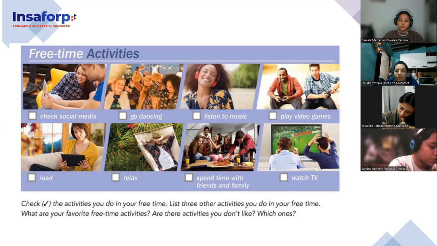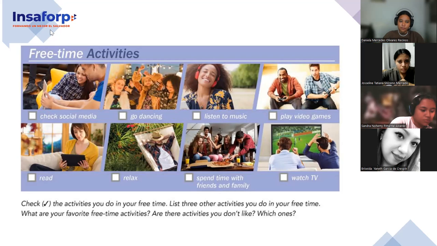Claudia Yesenia Flores. Yes, teacher. Good evening. Tell me, what are the activities that we have here in the list that you usually do? I usually check social media, listen to music, watch TV. And sometimes I go dancing. And sometimes I spend time with my friends and family too. Oh, thank you so much. Very good.